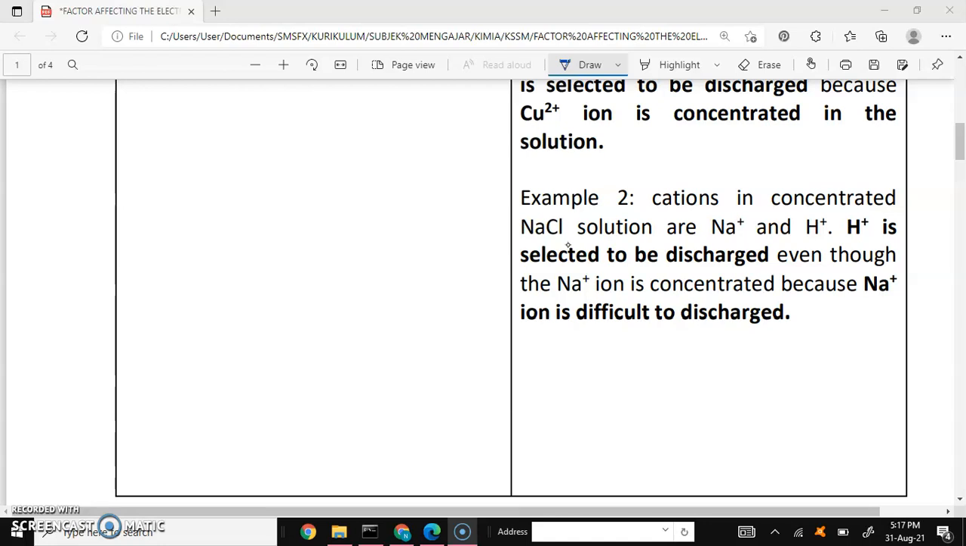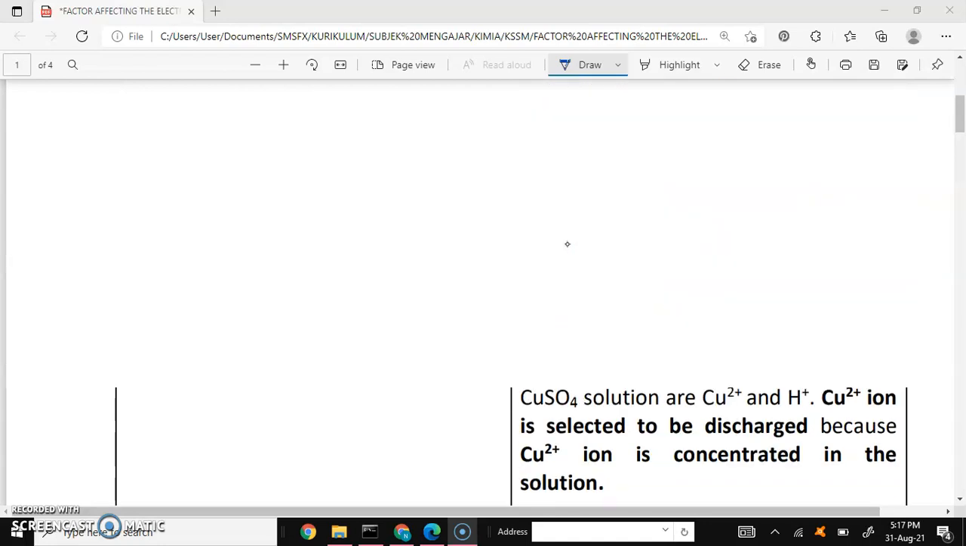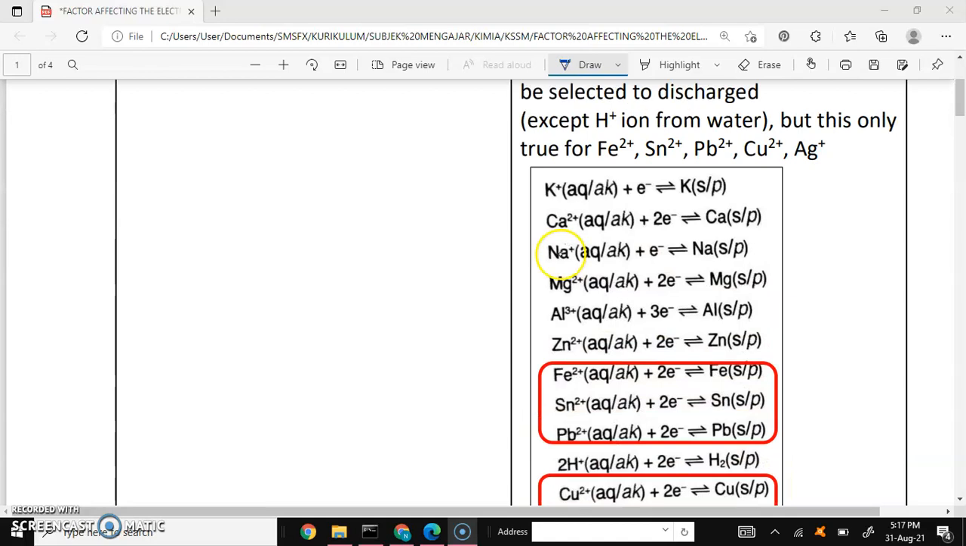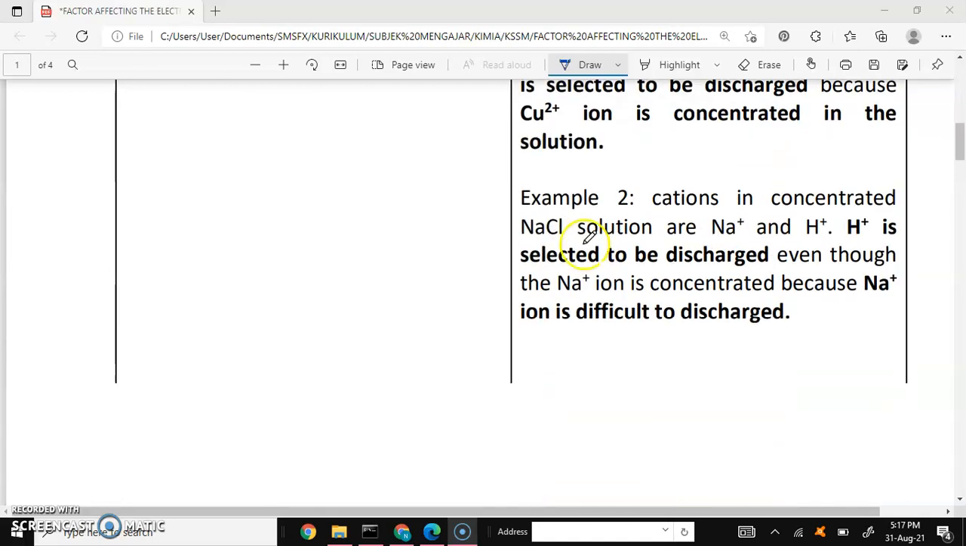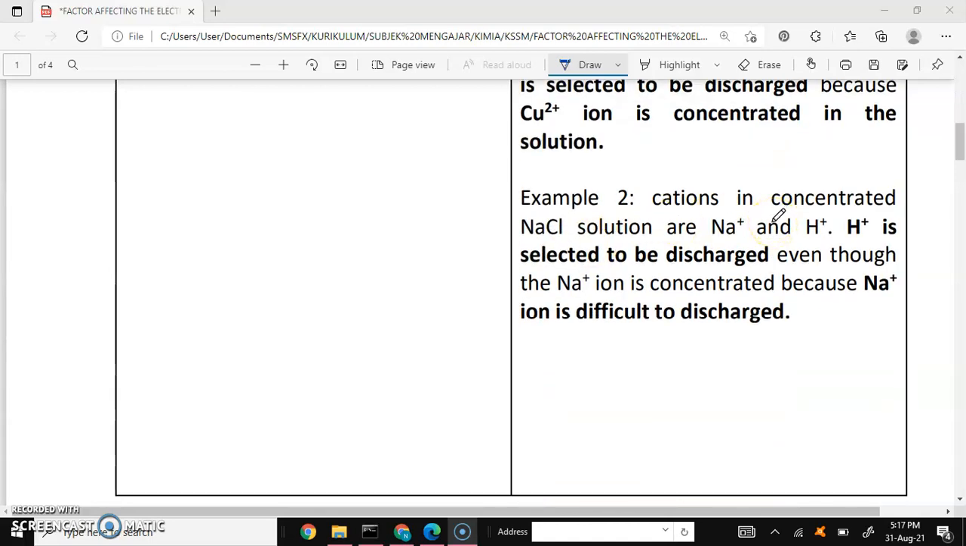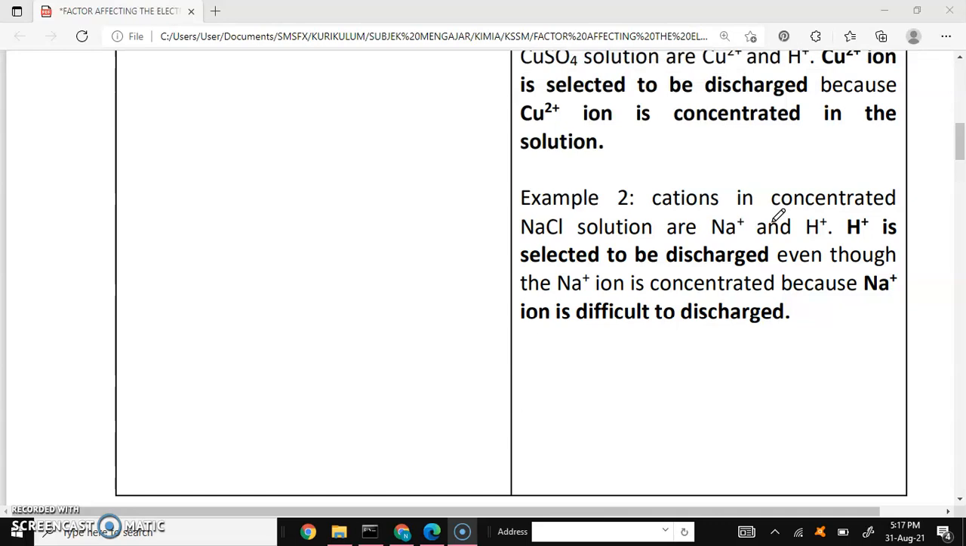But di sini rule ini tidak boleh diguna pakai because look at here, the sodium ion ni berada di atas, so difficult to discharge. That's why hydrogen ion is selected to be discharged even though the sodium ion is concentrated, walaupun Na+ itu banyak, pekat dalam larutan. Okay, because sodium ion is difficult to discharge.